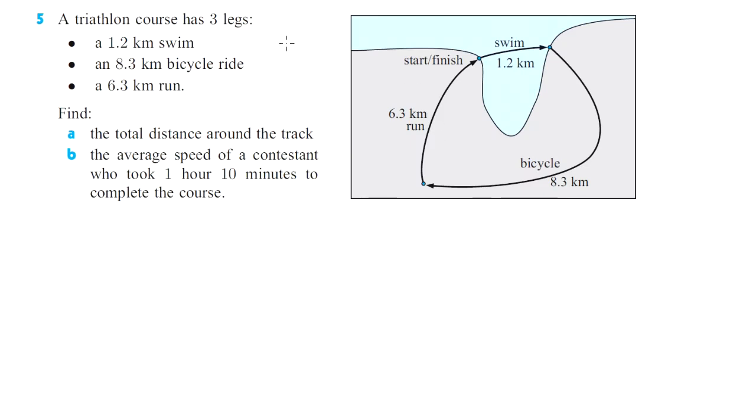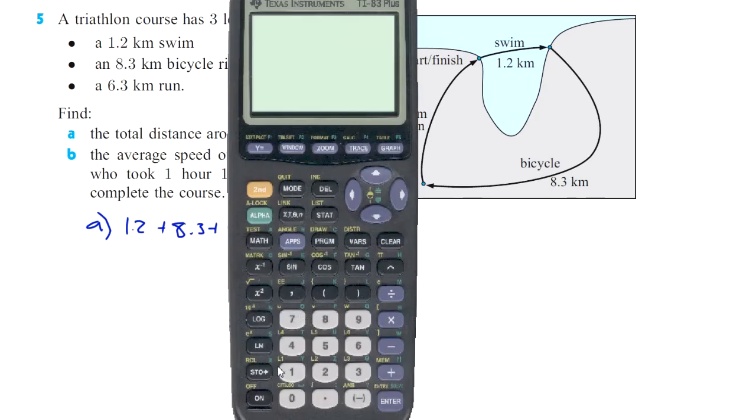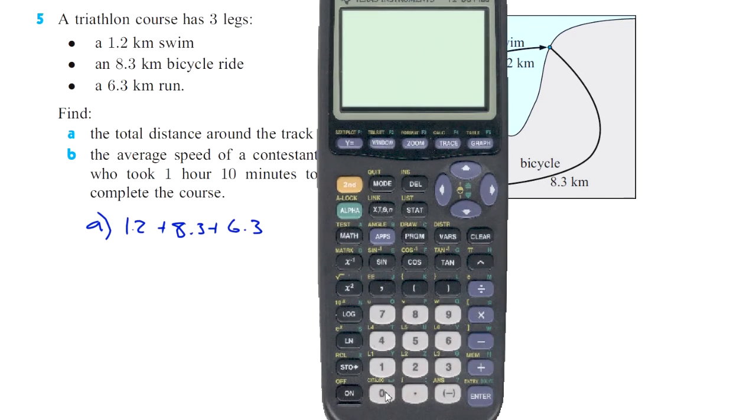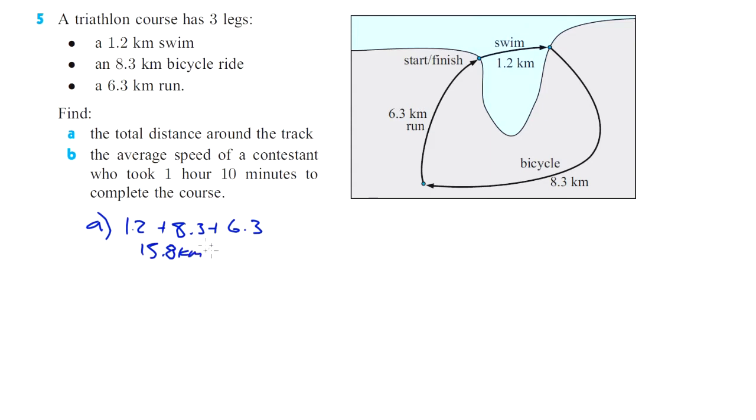Number 5. A triathlon course has 3 legs: a 1.2 kilometer swim, an 8.3 kilometer bike, and a 6.3 kilometer run. Find the total distance around the track. So for A, we just have 1.2 plus 8.3 plus 6.3, which will give us our total distance around the course, a total of 15.8 kilometers around the track.